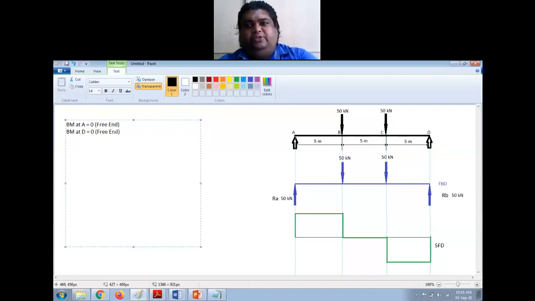The next point is, let us start from this side, point B. So BM at B is equal to. Now, how to calculate the bending moment at B? So you can take moment either from the left side or from the right side. But what I usually do is I see the forces where I have less number of forces, I take on that side. This is the convention, this is the method what I follow. You are free to do it either way. You can take the moment from left side or from right side.